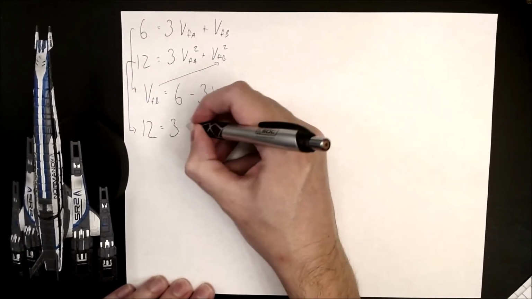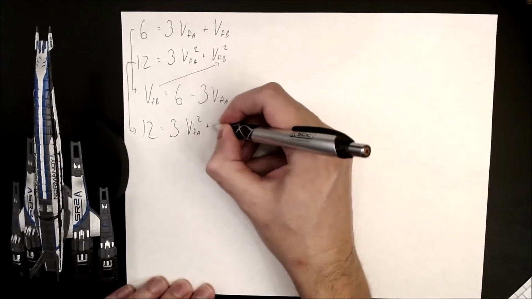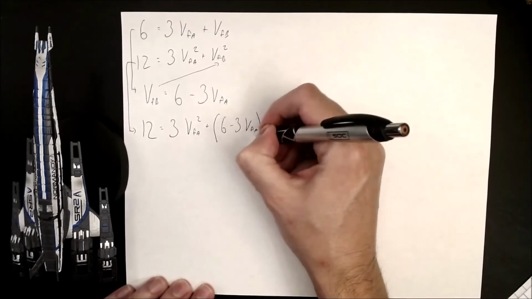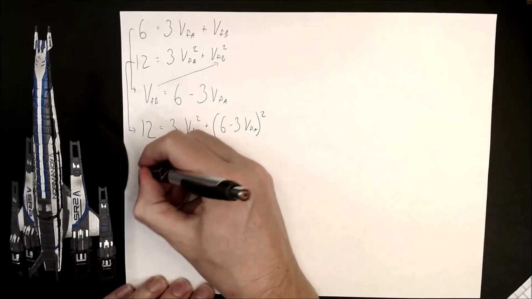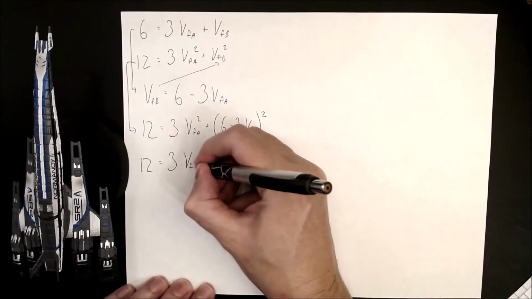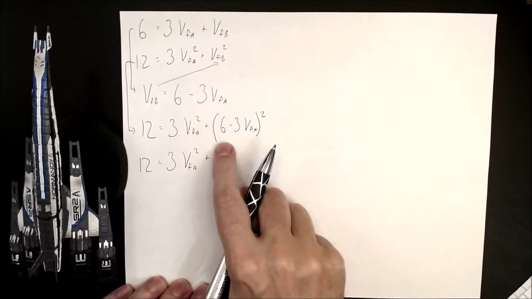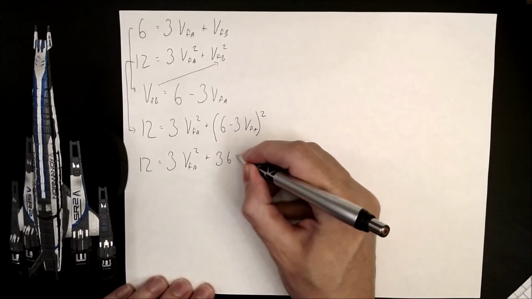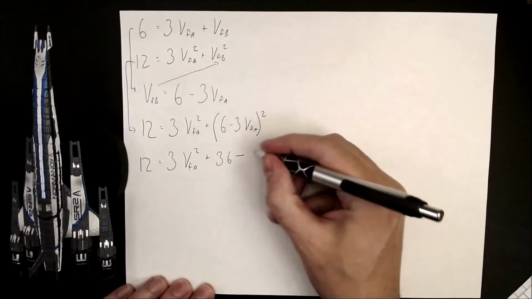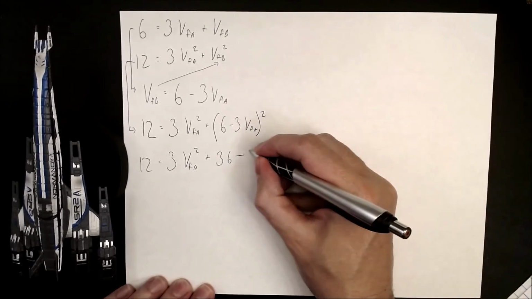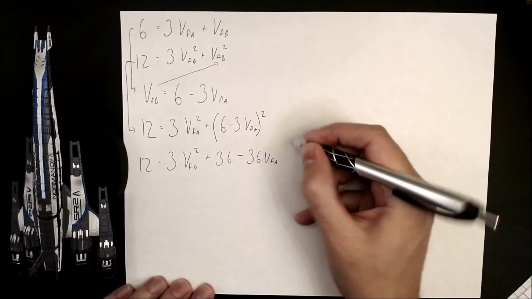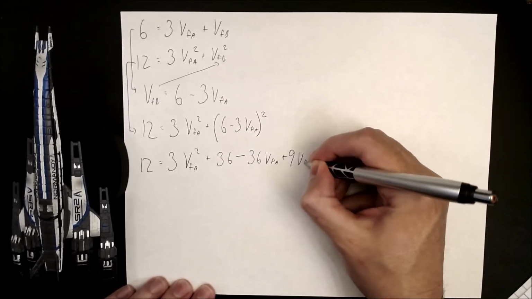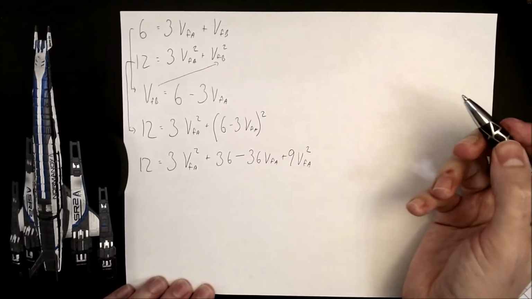12 is equal to 3 V final A squared plus 6 minus 3 V final A all squared, and we get 12 is equal to 3 V final A squared plus, okay, remember how to do this? 36 minus this times 2, which is 18 times 2, which is 36 V final A, plus this thing squared, plus 9 V final A squared.